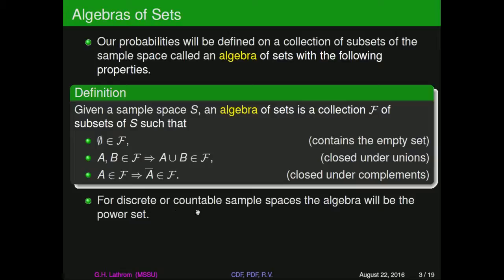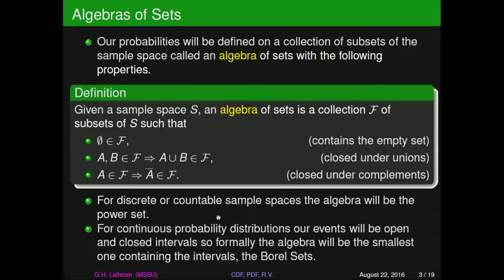When we have a discrete, or a countably infinite, sample space, then the algebra that we will take will always be the power set of the sample space, so the set of all possible subsets. Now, when we have a continuous probability distribution, then our events will be open and closed intervals, and so formally the algebra that we're going to be talking about is something called the algebra of Borel sets.